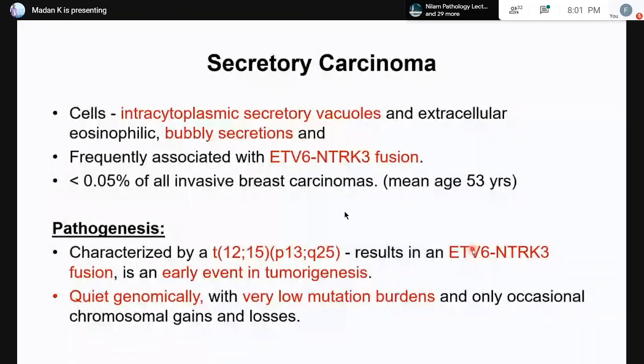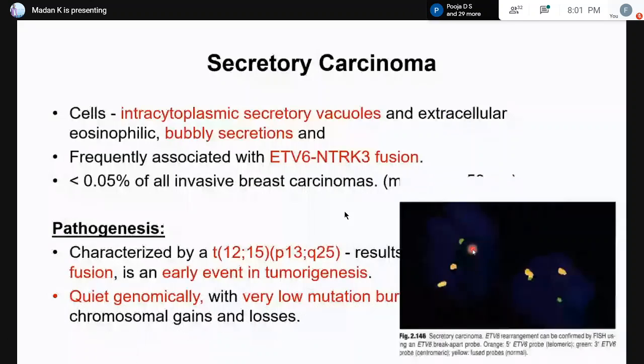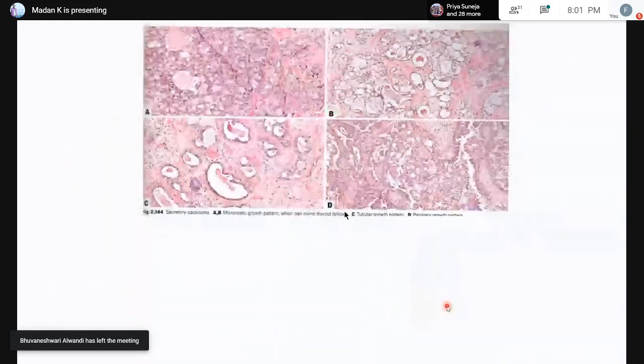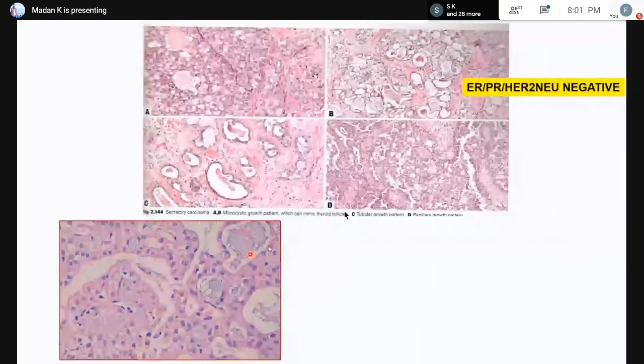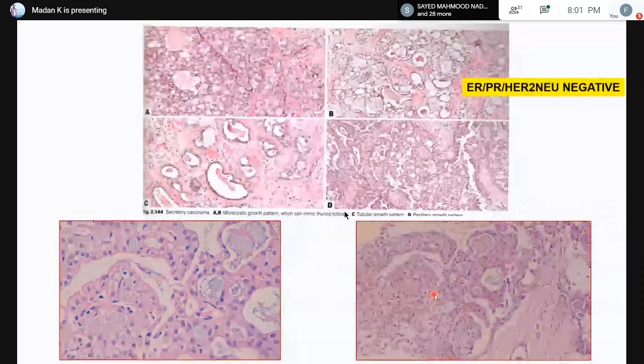This is a FISH photograph of ETV6 break-apart probe. Here you can see those abnormal break-apart signals. Coming to histomorphology, tumor cells are arranged in microcystic spaces, tubules, and also in papillae architecture. Here we can see those intraluminal secretions, and these are the photographs of one of our recent cases of secretory carcinoma, which also was triple negative. However, FISH for ETV6-NTRK was not done in our case.